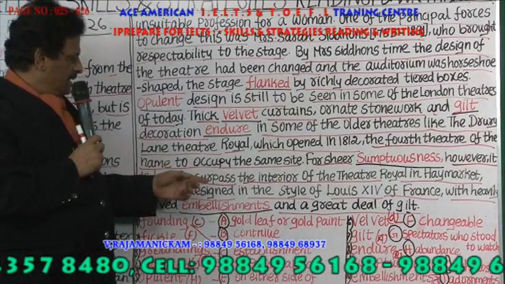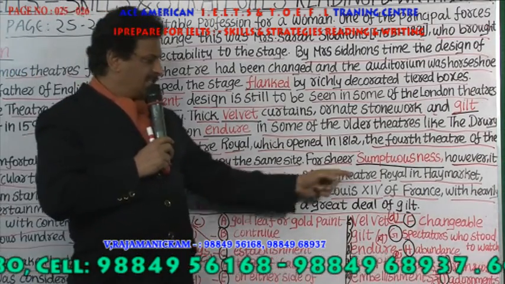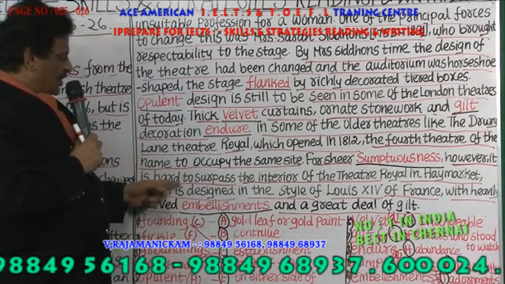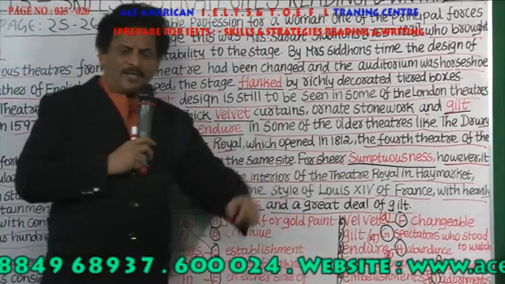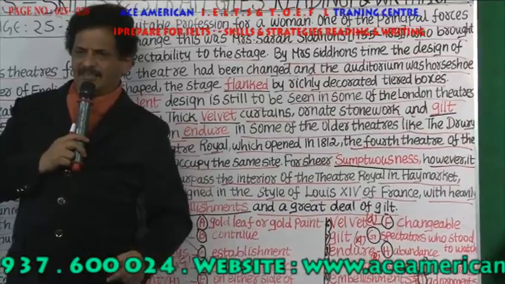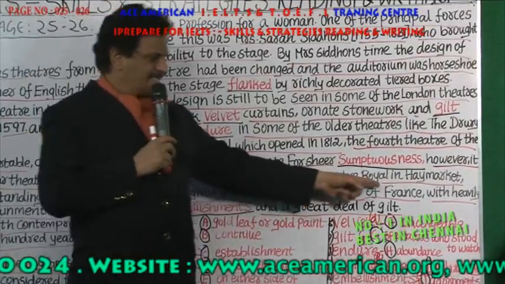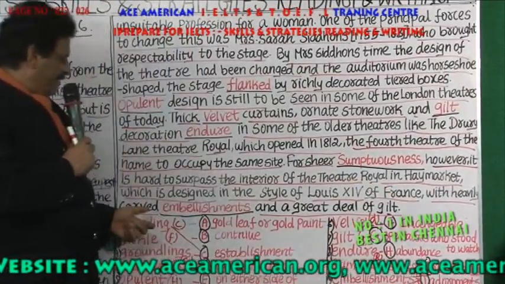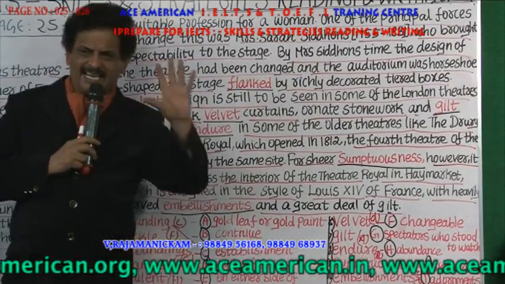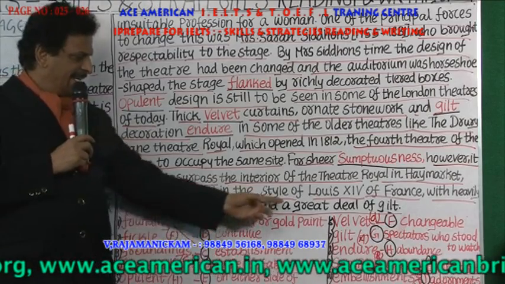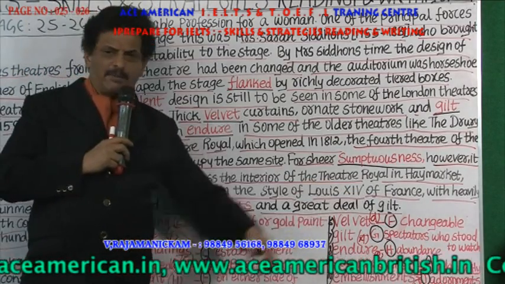Surpass the interior of the Theatre Royal in Haymarket, which is designed in the style of Louis XIV of France, லூயிஸ் 14, பிரான்ஸ் நாட்டு ராஜாவினுடைய, with heavily carved embellishments. Embellishment என்றால் என்ன? அலங்கார வடிவமைப்புகள். And a great deal of gilt. Gilt என்றால் என்ன? தங்க முலாம் பூசப்பட்ட.